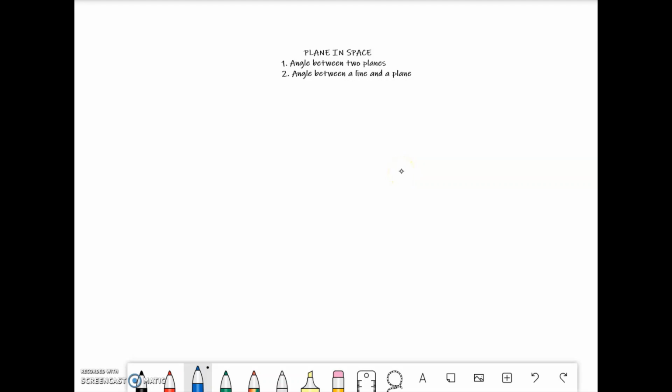In this video, we are going to continue with another topic in plane in space, which is how to find the angle between two planes. And the second one is how to find the angle between a line and a plane. Now we go to the first one, which is how to find the angle between two planes.